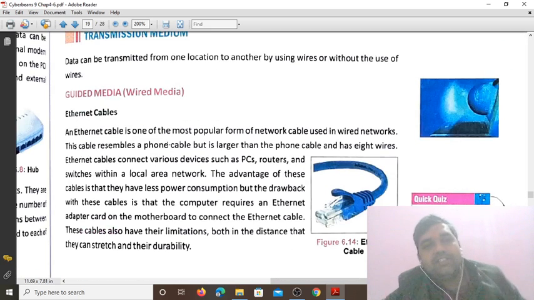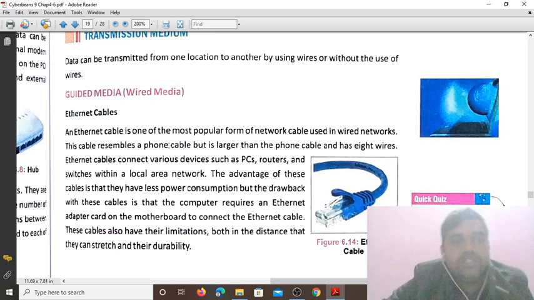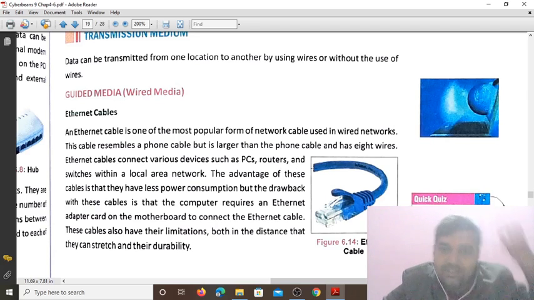Now the Ethernet cable is the wired media. Ethernet cable is the most popular form of network cable used in wired networks. This cable resembles a phone cable, but it is larger than the phone cable. It has 8 wires. These Ethernet cables connect various devices like PCs, routers, and switches within a local area network. You can see in the lab also many computers are connected with this Ethernet cable only. It has an RJ45 connector.